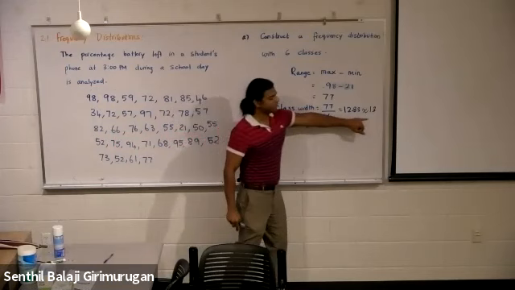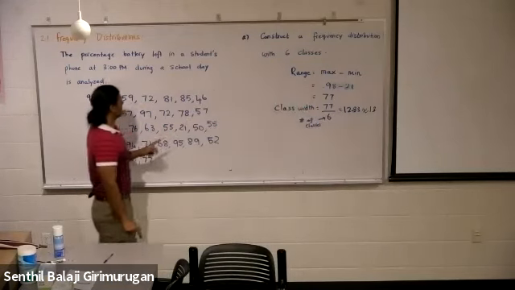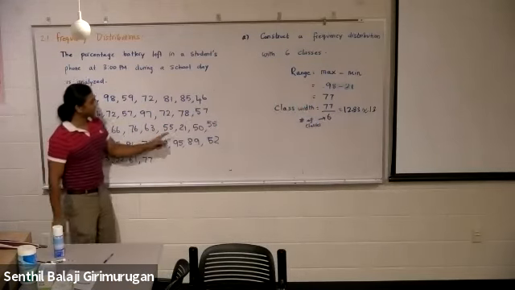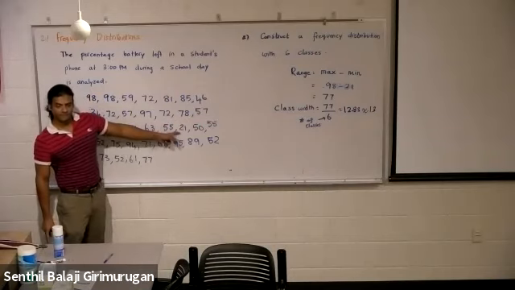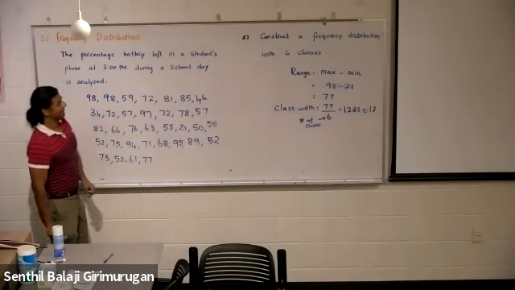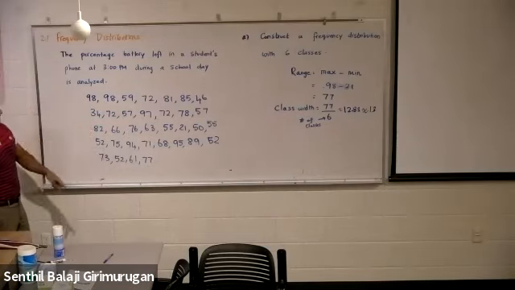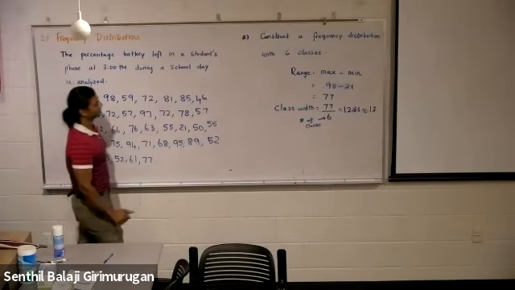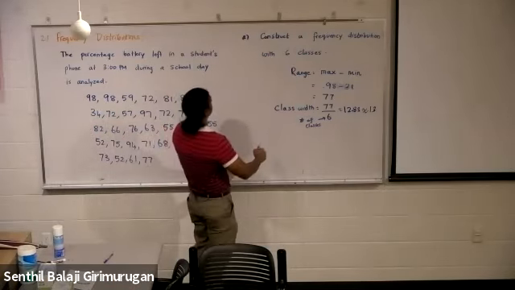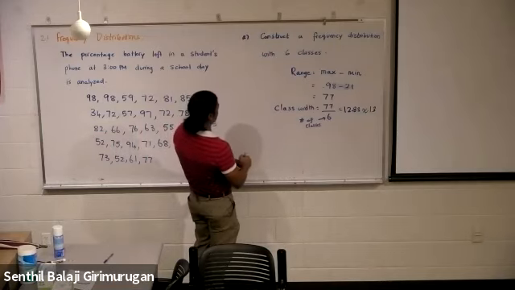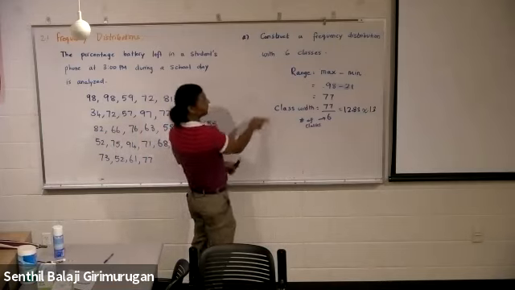So we found the class width. Typically, people would start with the minimum value and add 13 to that value to get the maximum value of the class. So let me write this down.